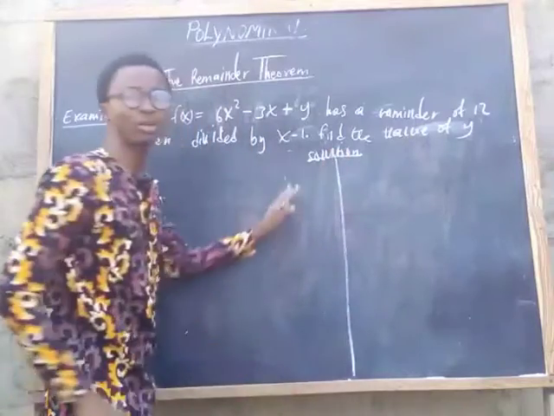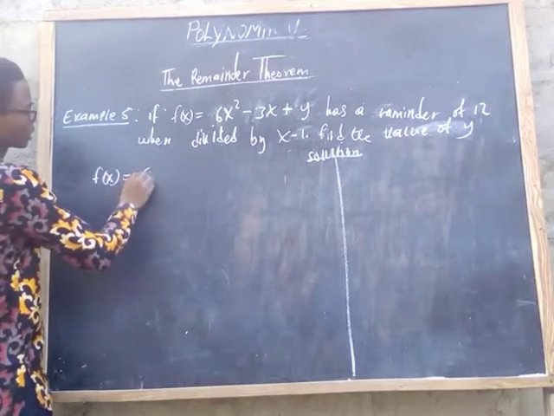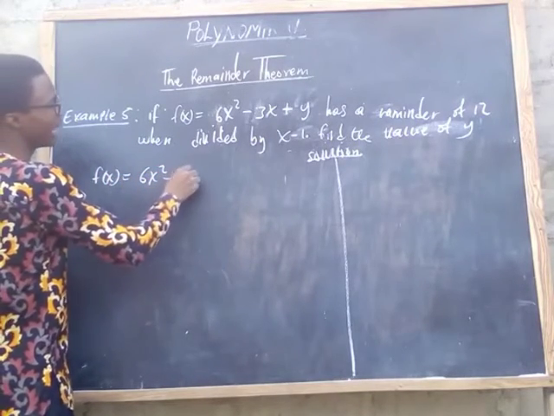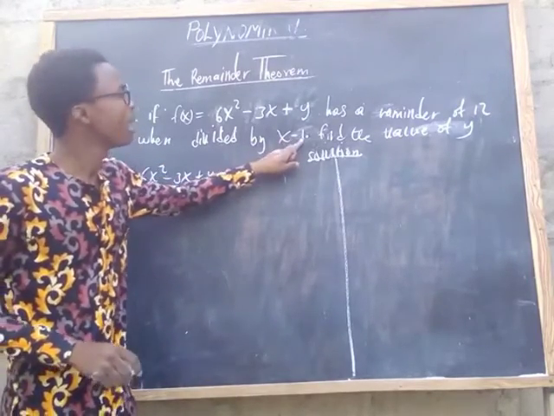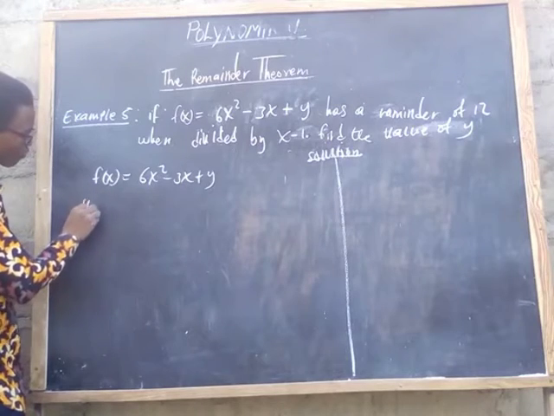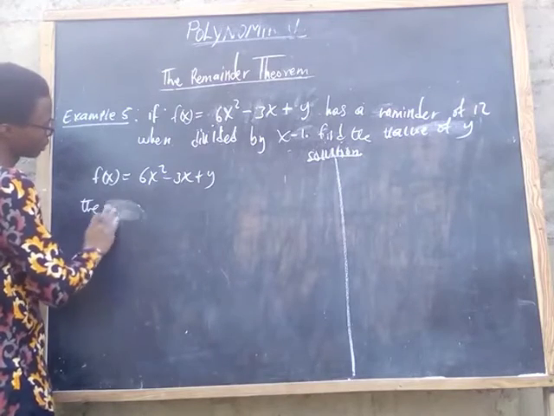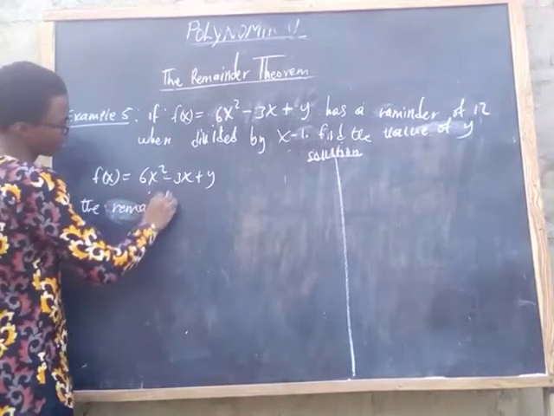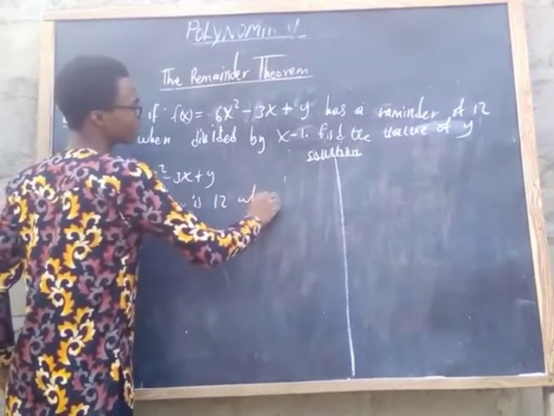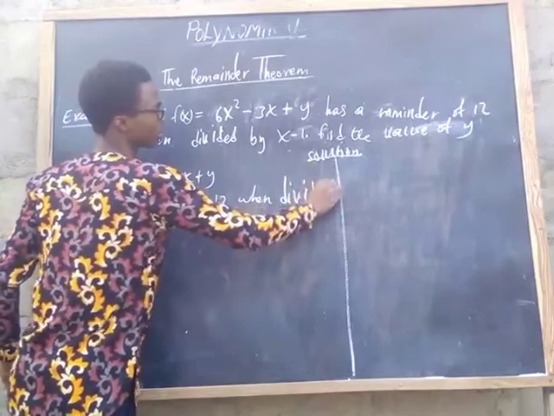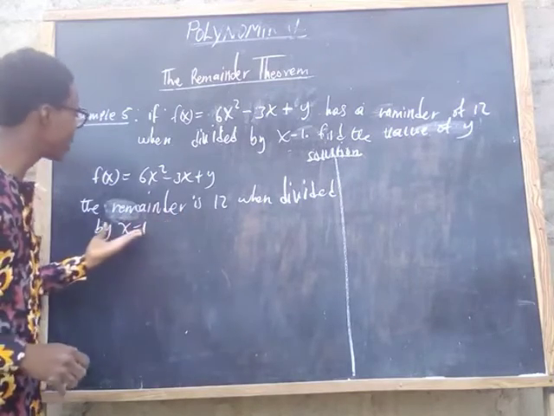So try by all means to understand this question, right? Good. You say f of x is equal to 6x squared minus 3x plus y. Do you see? When divided by x minus 1, the remainder is 12. So when divided by x minus 1, the remainder is 12.